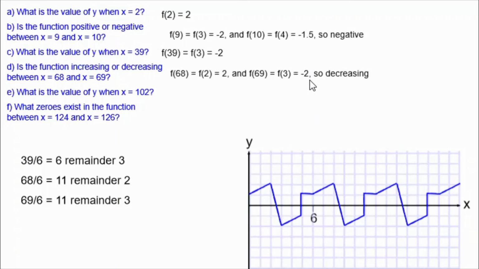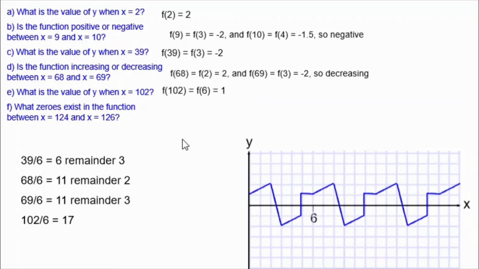I've answered my question. What is the value of y when x equals 102? I divide 102 by my period 6, and I get exactly 17 with no remainder. That means that f of 102 is the same as f of 6. And I can see in the region of the graph that is given to me that f of 6 is equal to 1. Therefore, f of 102 is also equal to 1.